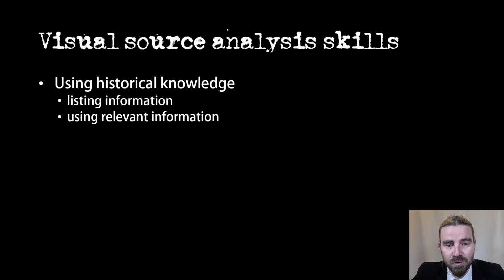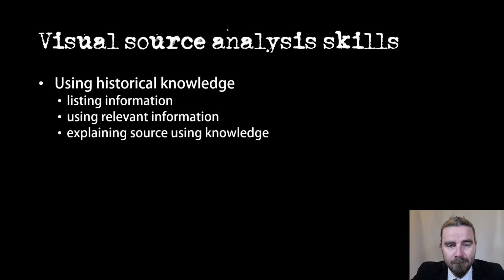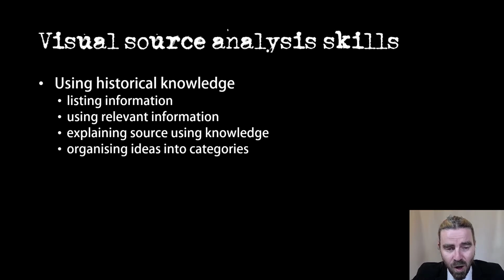The information that you use when you analyse a visual source needs to be relevant to the source. Even better than that, though, is explaining the source using your knowledge. So you've got to have relevant historical knowledge, and then you're going to use that knowledge, not just list it. You're going to use that to explain what's happening in the visual source, what the message is. And the highest level is not only can you explain the source using your knowledge, but you can actually see different categories of knowledge. That'll make a bit more sense when we have a look at some of the example ones. But organising the ideas into categories is very, very high level.